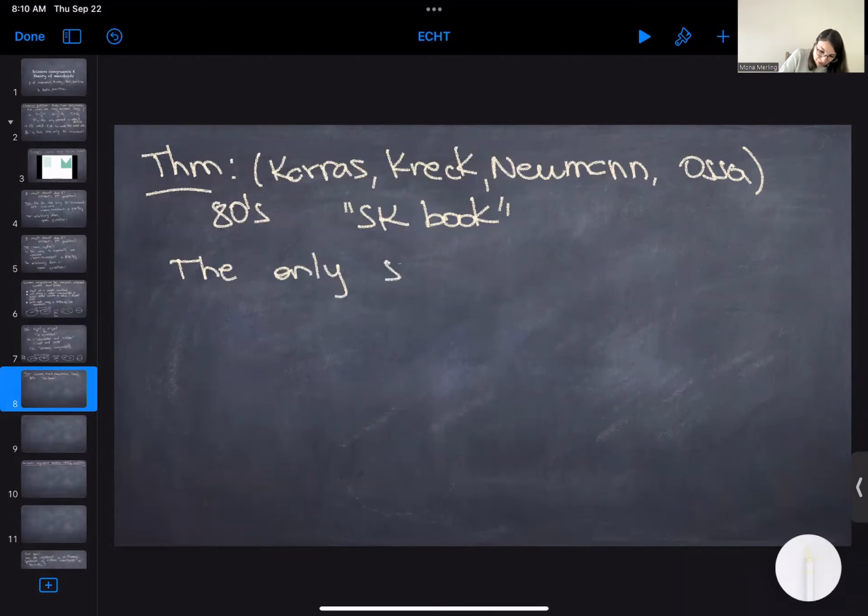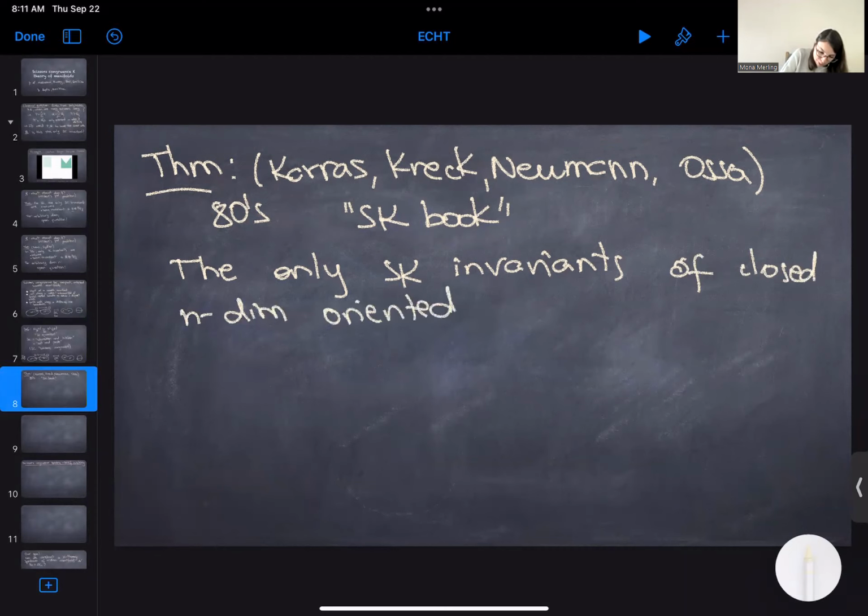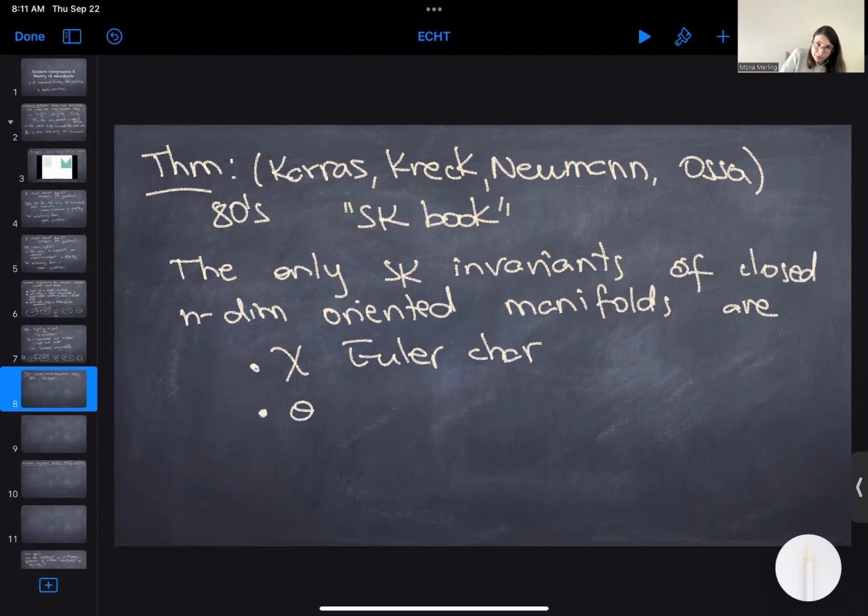It turns out that the only SK invariants, and this is all for closed manifolds in this book, of closed n-dimensional manifolds, let's say oriented, but they also do the unoriented case, are the Euler characteristic and, in the dimensions where this makes sense, the signature for oriented manifolds. So this is it. These are the scissors congruence invariants.